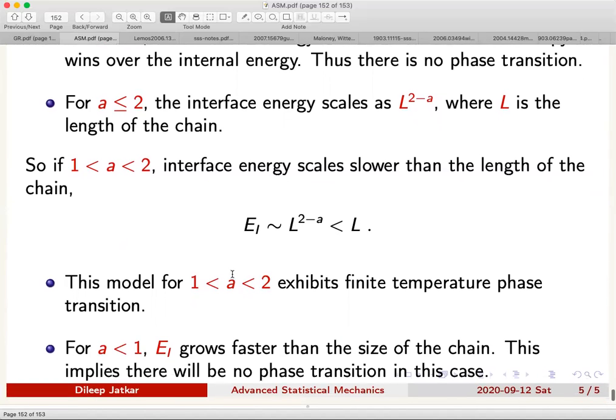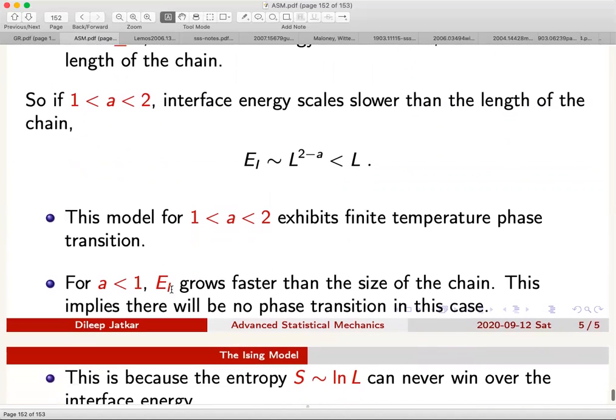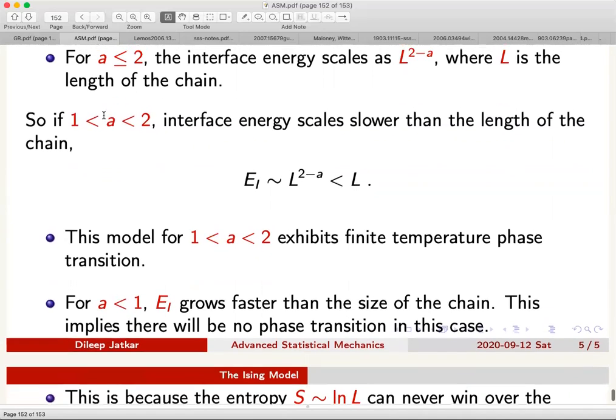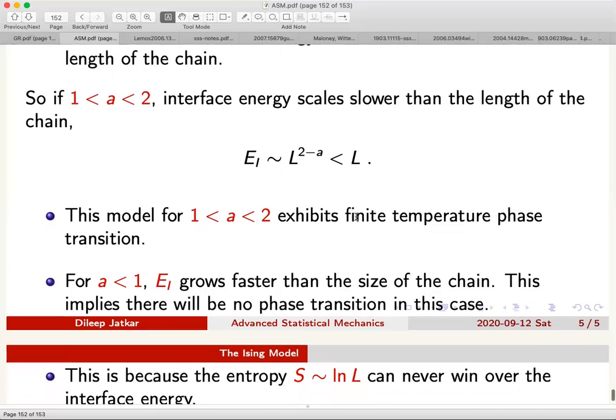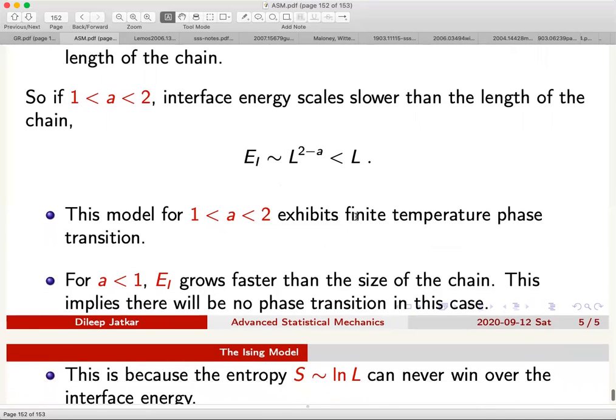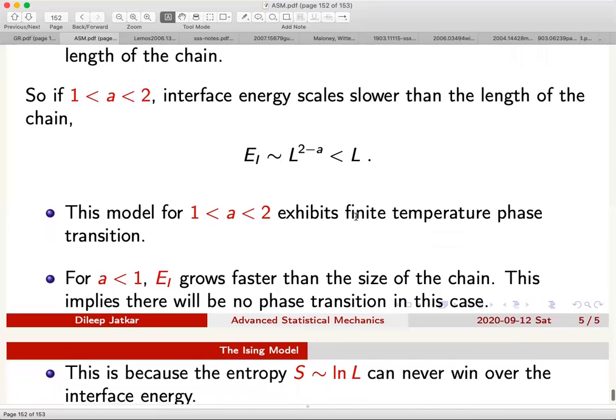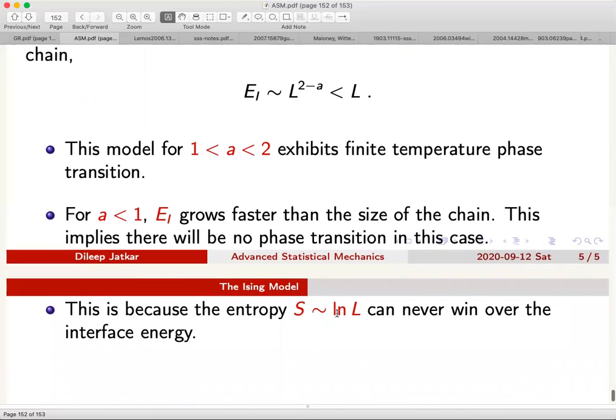So, what you can show in this case is that there is an interplay available between the smaller power at which the internal energy could scale versus a power at which the entropy could scale. On the other hand, if you take A smaller than 1, then L to the 2 minus A would grow faster than the size of the chain. And if it grows faster than the size of the chain, then again there won't be any phase transition, because in that case entropy is just log L.